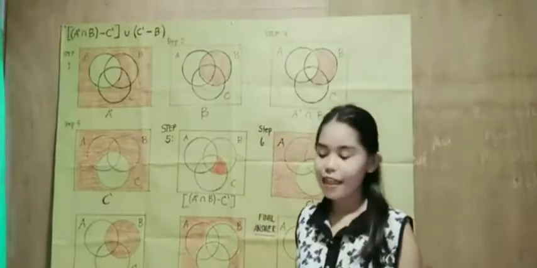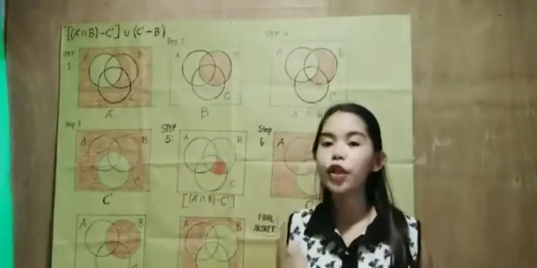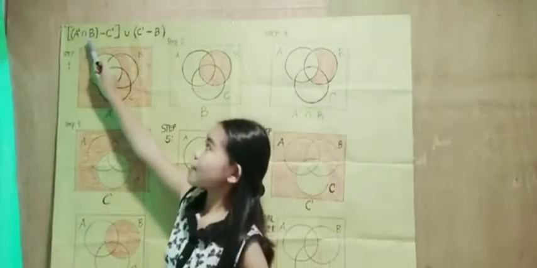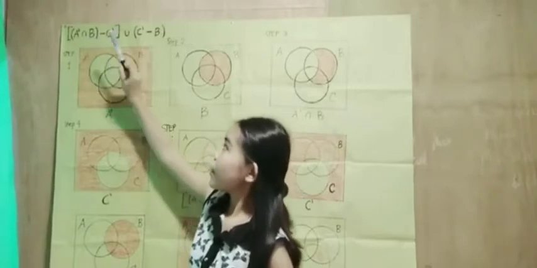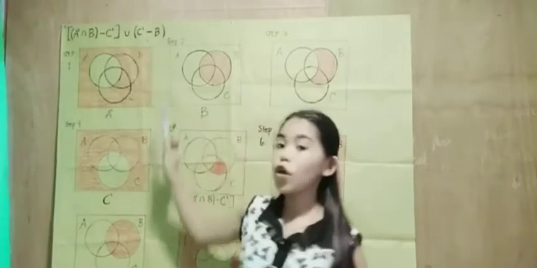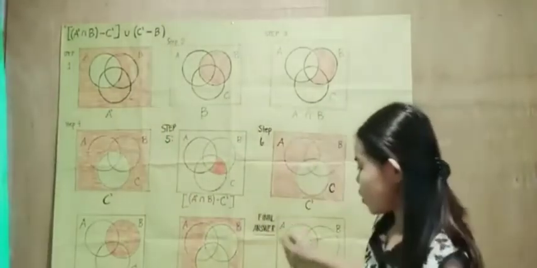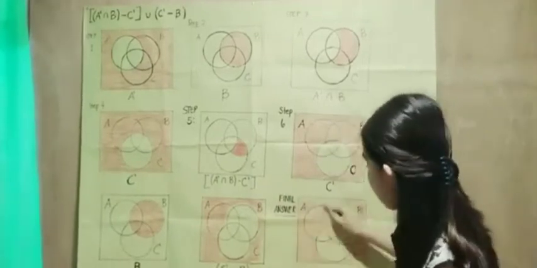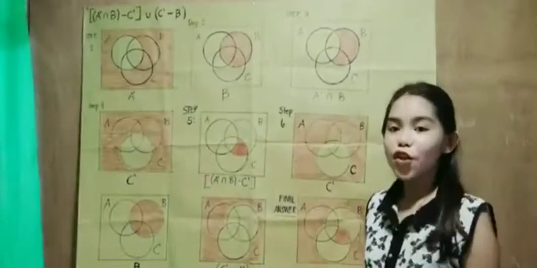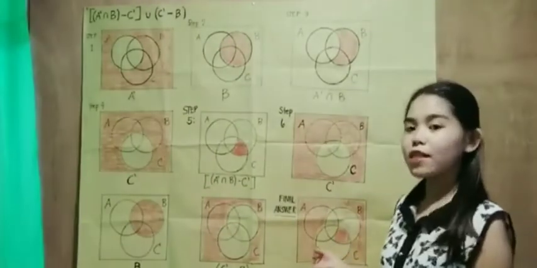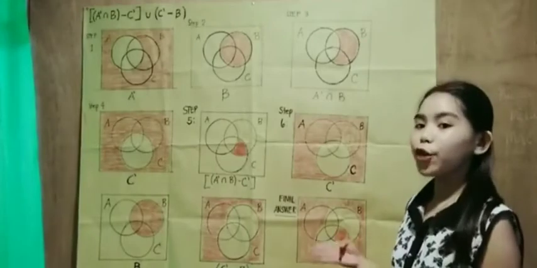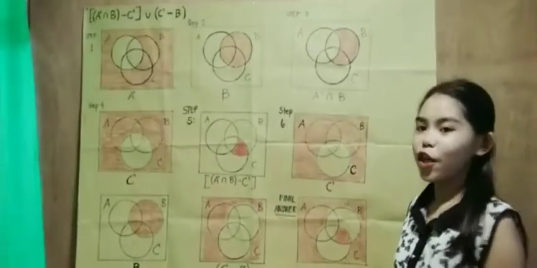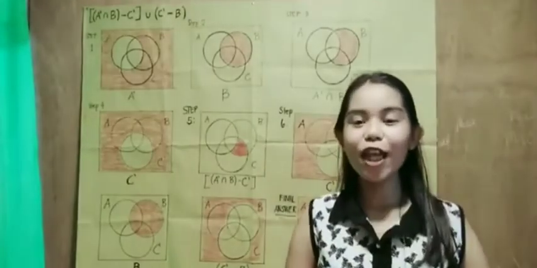Because it is said in our problem that we should unite or mix the shaded area in A prime intersect B minus C prime and the shaded area in C prime minus B. So let's now shade the areas. So this is now our A prime intersect B minus C prime union C prime minus B. So this is our final answer. So that would be all. Thank you for watching.